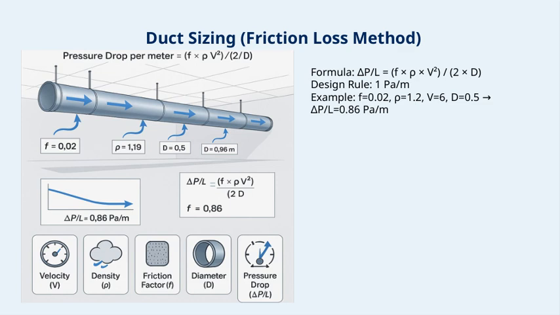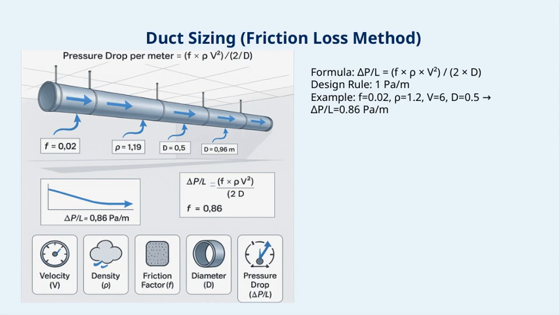Let's talk about duct sizing using the friction loss method. The key here is understanding the formula. Delta P per L equals F times rho times V squared divided by 2 times D. This formula helps us calculate the pressure loss due to friction along the duct. Now, the design rule to keep in mind is usually 1 pascal per meter, which serves as a practical guideline for acceptable pressure drop.